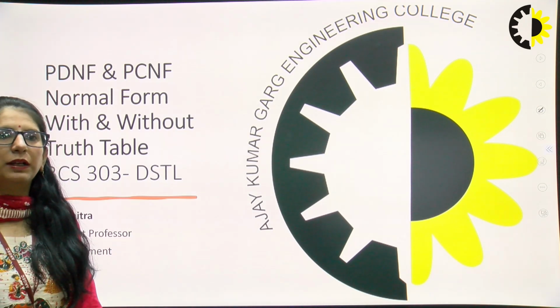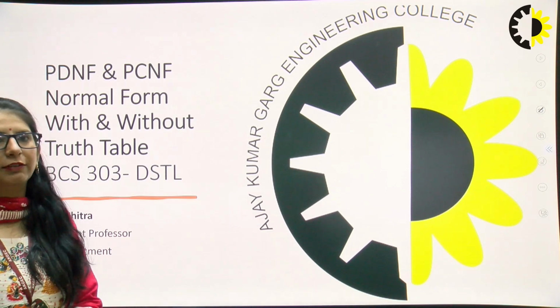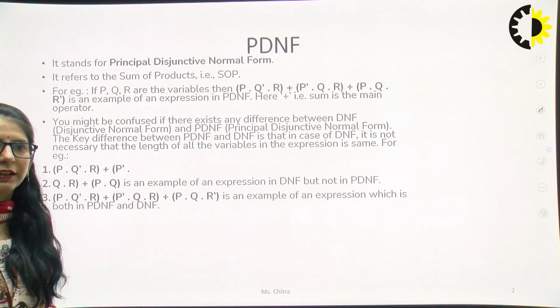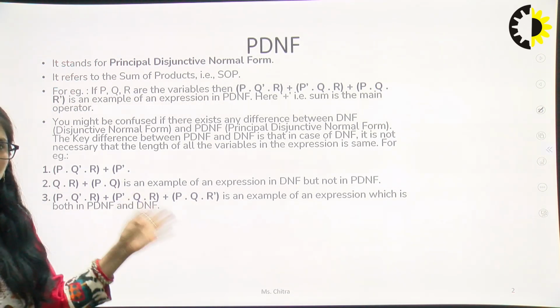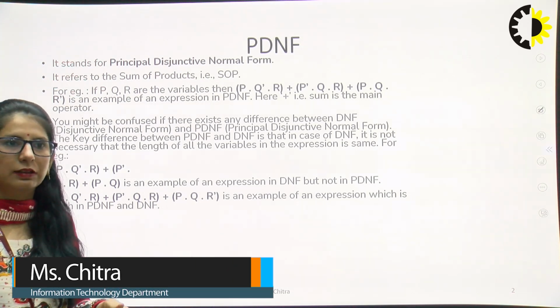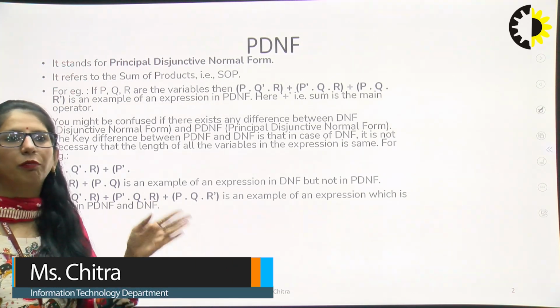Today we will study PDNF and PCNF normal form with and without truth table. Now first we will see what is PDNF. PDNF is principal disjunctive normal form. It is referred to the sum of product, SOP, basically. We will call it sum of min terms.